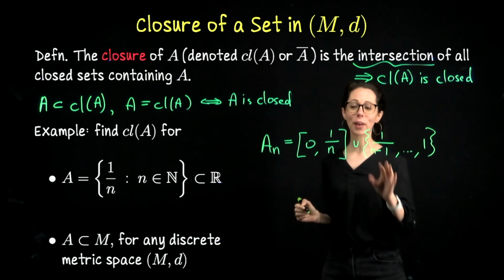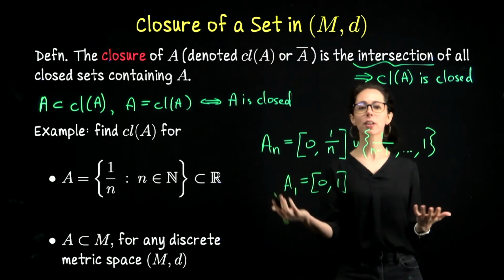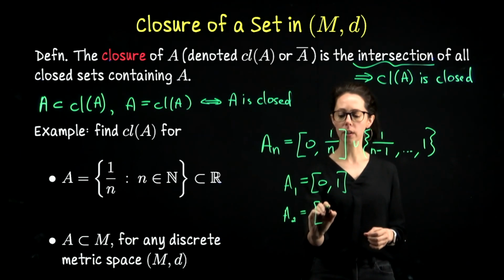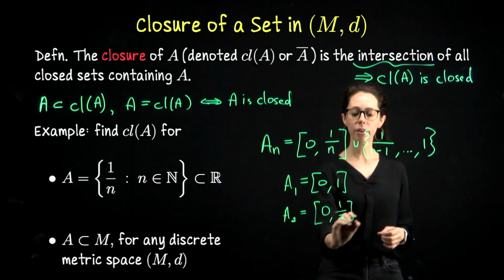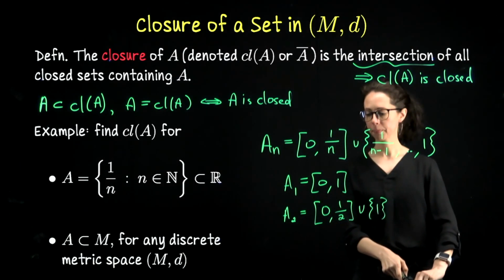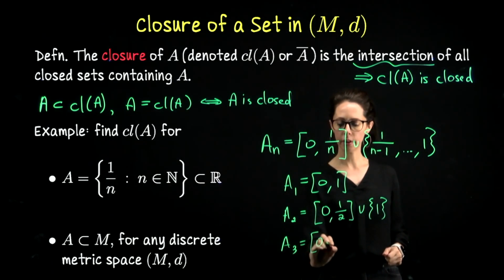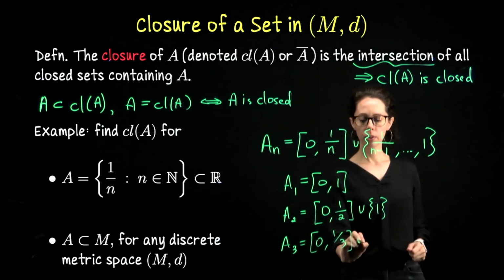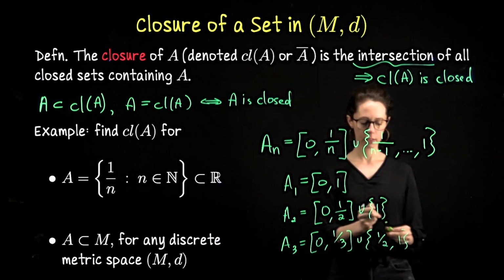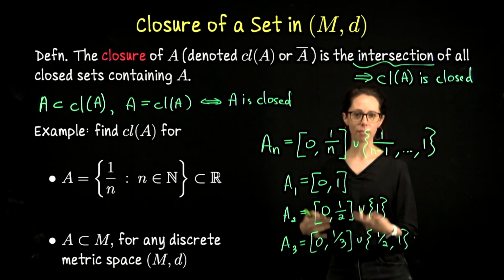Since I didn't say that very well, let me write down the first few. A sub 1 will just be the closed interval from 0 to 1. That's a closed set containing the Archimedean set. A sub 2 will be the closed interval from 0 to 1/2, together with the isolated point out at 1. A sub 3 will be 0 to 1/3, union two isolated points at 1/2 and 1. A sub 4 will be 0 to 1/4, together with 3 isolated points, 1/3, 1/2, 1.